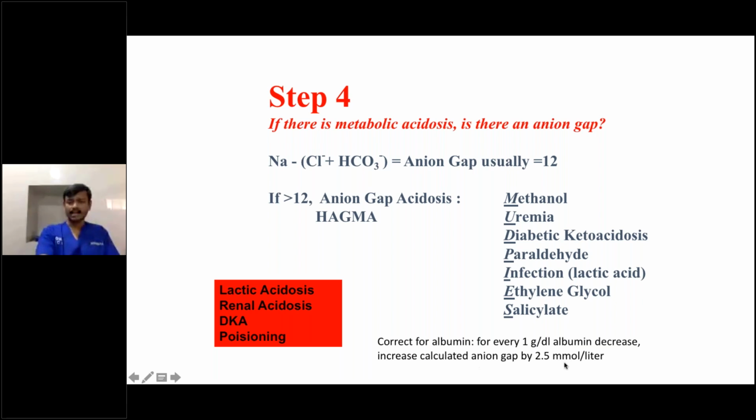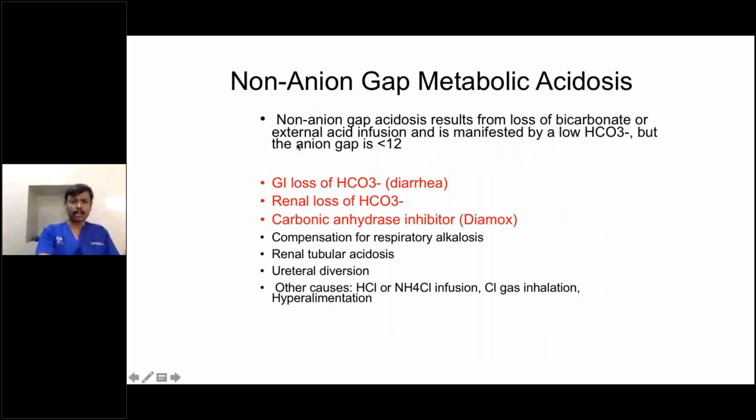It means you have to increase the anion gap by 2.5. So that is a calculation that is corrected for albumin. That is called corrected anion gap for albumin. If it is normal, it means non-anion gap acidosis, resulting from the loss of bicarbonate or external acid infusion, that is maintained by low bicarbonate, but the anion gap is less than 12. It means the anion gap is less than 12, but still there is acidosis. That results from loss of bicarbonate or external acid infusion.